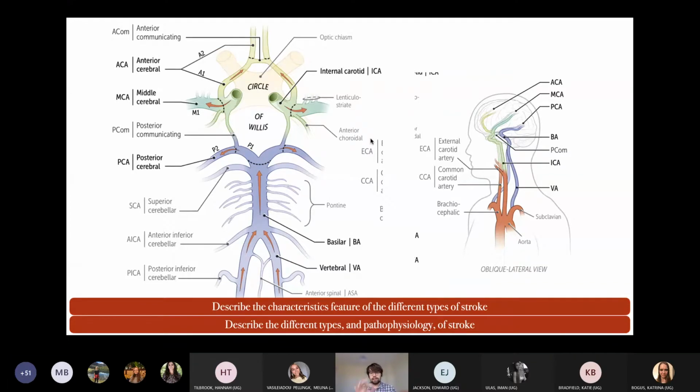And the circle of Willis just sits as a circle at the stalk. So if you think about the pituitary gland, it has a stalk that comes off the hypothalamus. And then the pituitary gland sits underneath like a bauble on a tree. And the circle of Willis drapes itself like a necklace around the pituitary stalk. So that's where it sits. And it's just by the optic tract here.